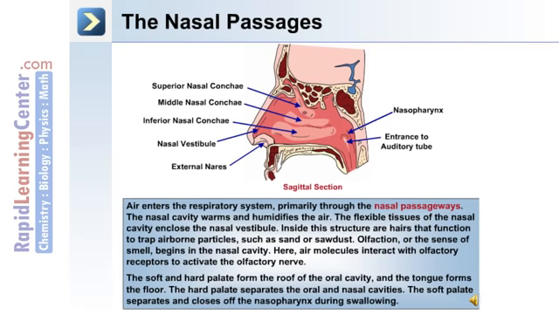Olfaction, or the sense of smell, begins in the nasal cavity. Here, air molecules interact with olfactory receptors to activate the olfactory nerve. The soft and hard palate form the roof of the oral cavity, and the tongue forms the floor. The hard palate separates the oral and nasal cavities, and the soft palate closes off the nasal pharynx during swallowing.